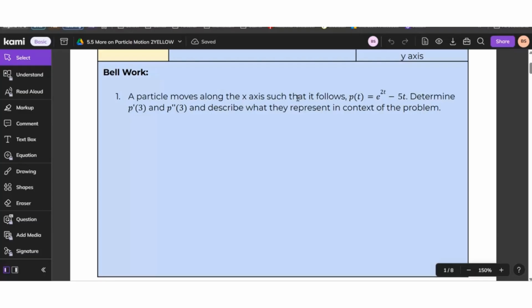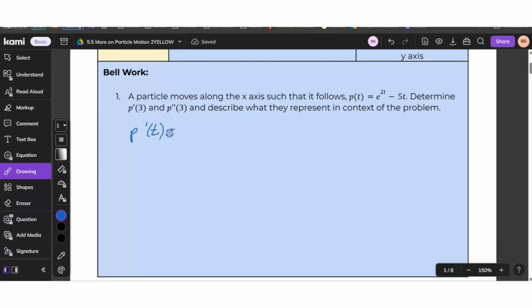I think this is one of the ones I took directly from your homework, so you should know how to do it. Determine p prime of 3 and p double prime of 3. In other words, what am I asking you to find? Velocity and acceleration. But let's refresh how to find the derivative. That's what we're going to do.